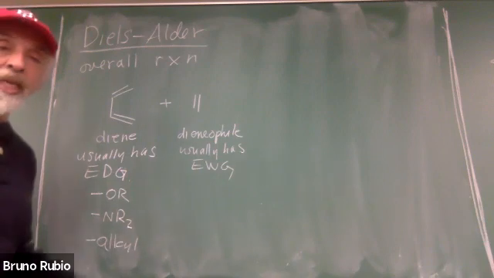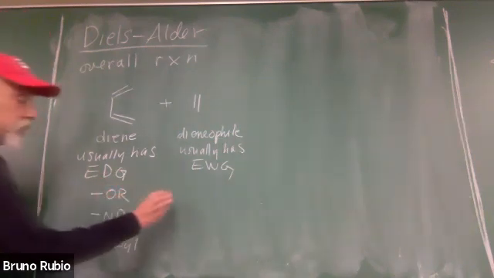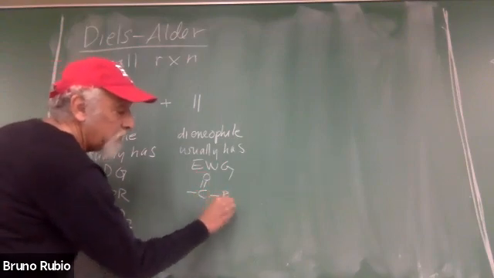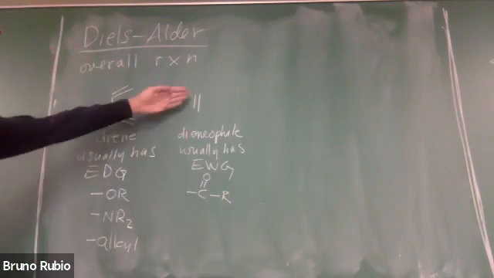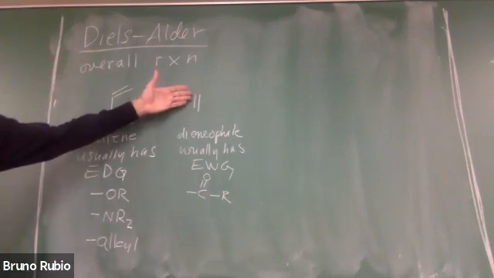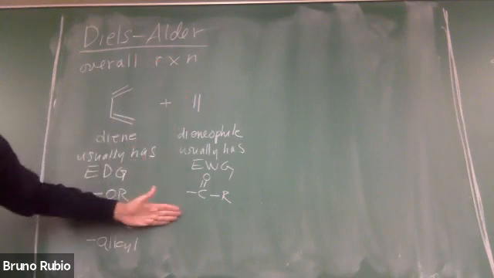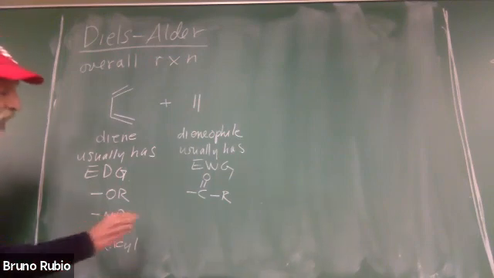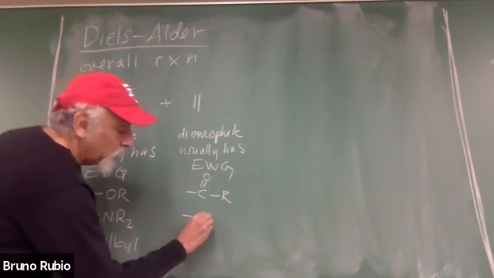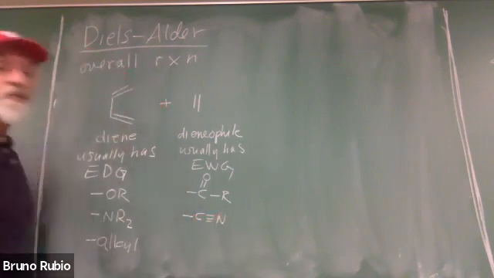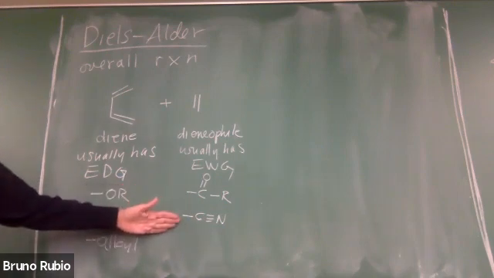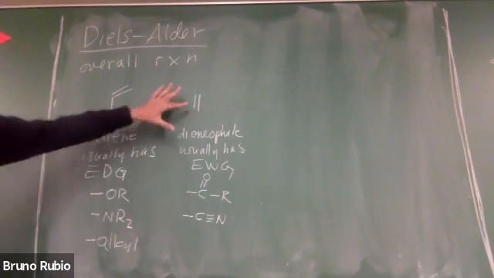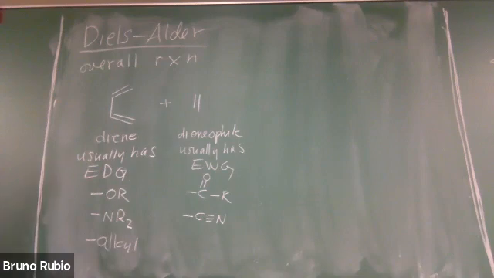And what are some concrete examples of electron withdrawing groups? Most important one that we see a lot would be the carbonyl group. So there's going to be a carbonyl group, either of a ketone or an ester or something like that, on the dienophile. Another concrete example of an electron withdrawing group that we see on the dienophile will be the nitrile functionality. Okay, and both of these are electron withdrawing by resonance. So we'll see these groups tacked onto this dienophile many times.